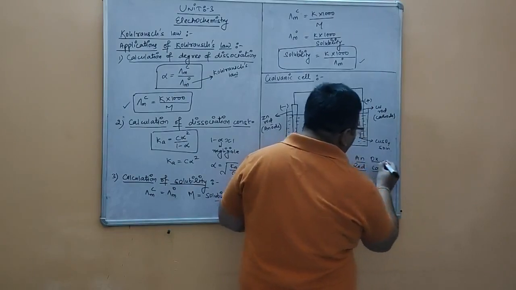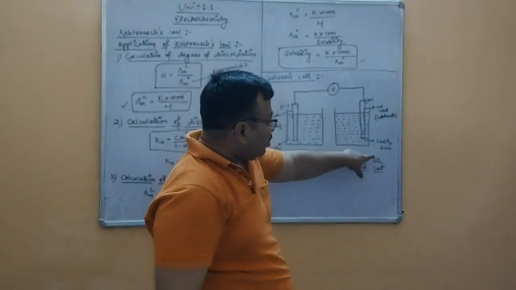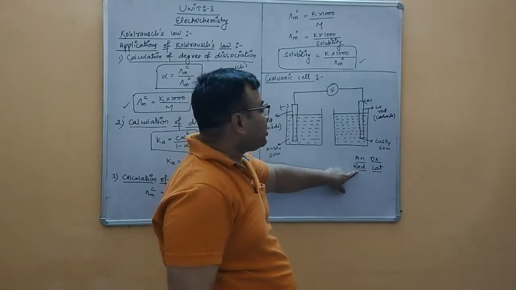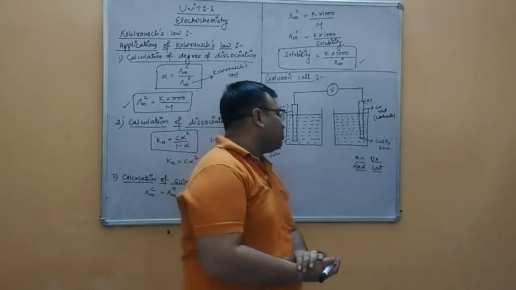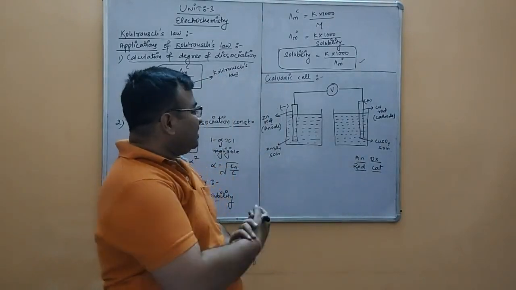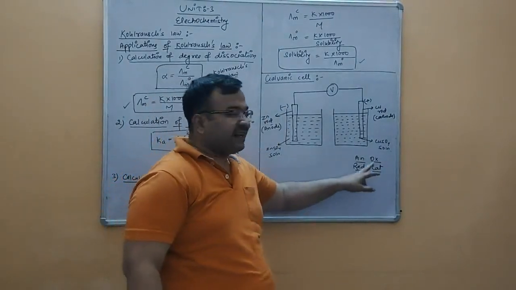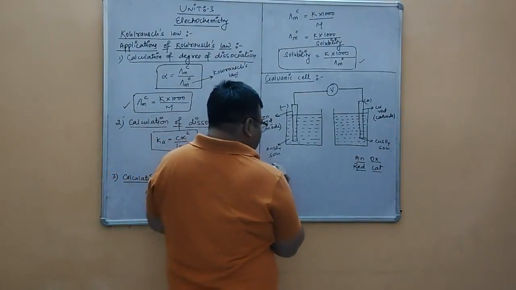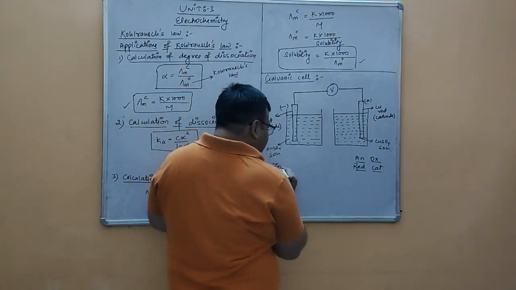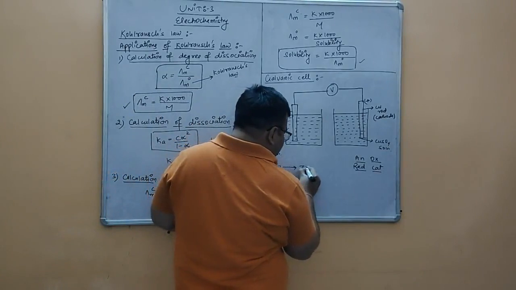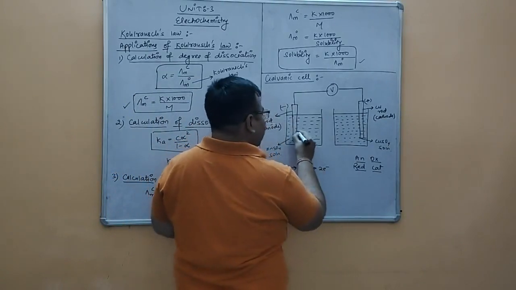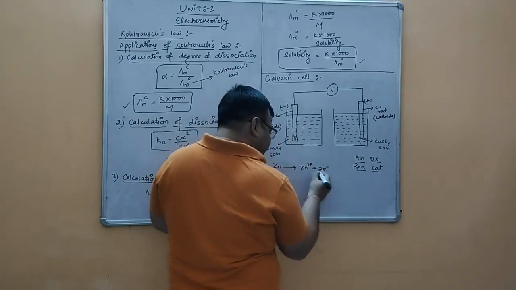Anode means oxidation is going to occur, and at the cathode reduction is going to occur. So this is a short trick to learn these things: AN OX, RED CAT. So at zinc, oxidation is going to occur. The zinc rod is converted into Zn2+ ions, and 2 electrons are released. This means the weight of the zinc rod goes on decreasing.